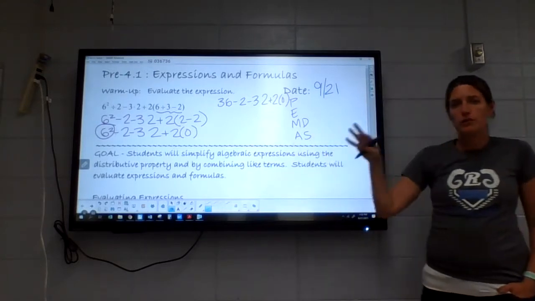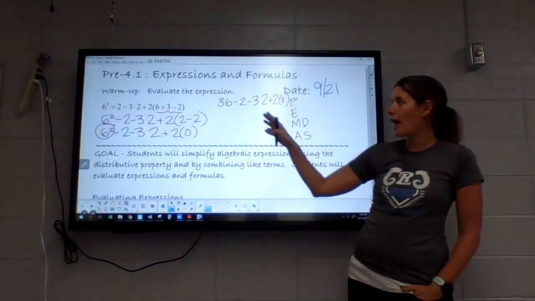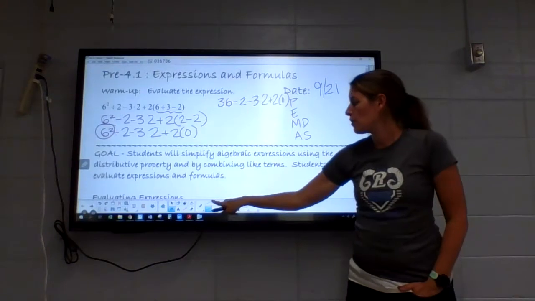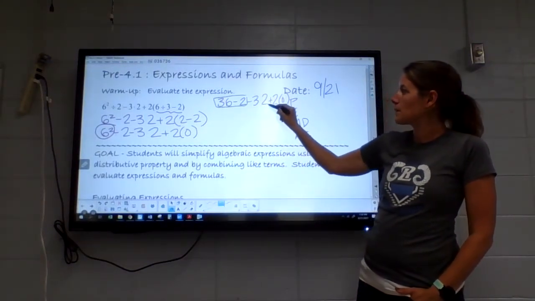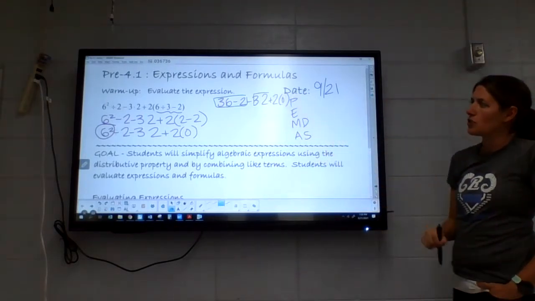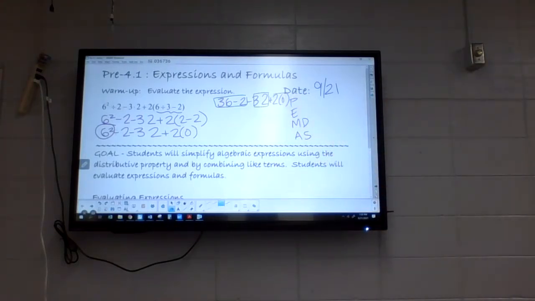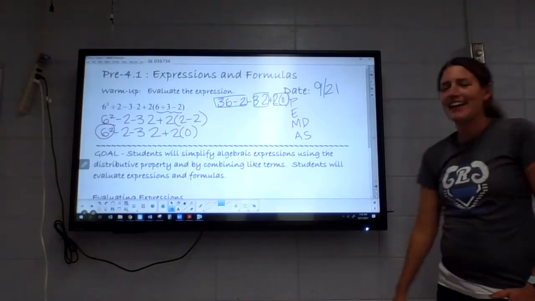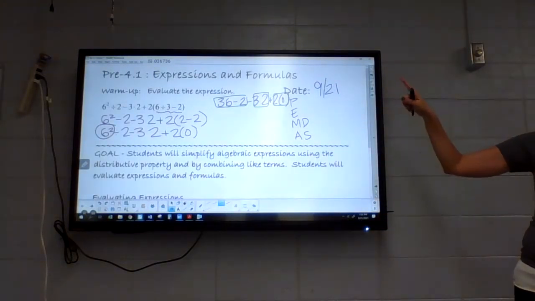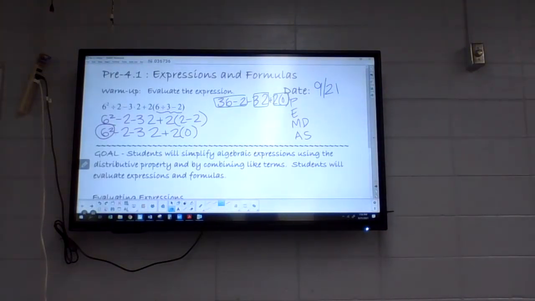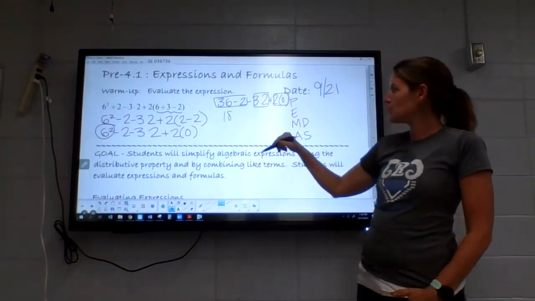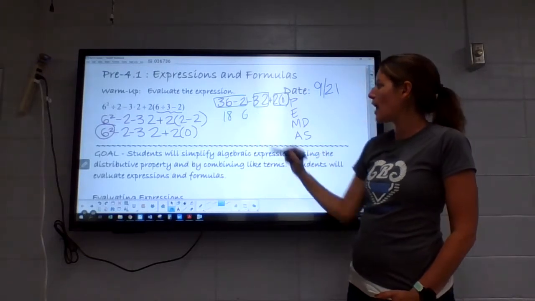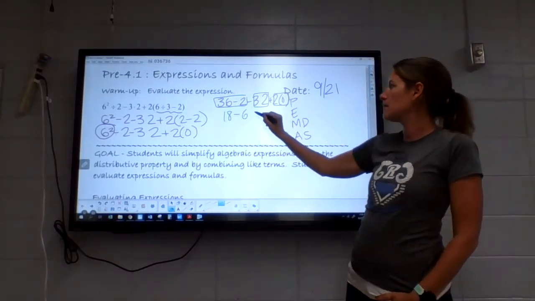Okay, so I did the exponents. Now I have to go through and do all the multiplication and division, from left to right. So when I do the multiplication and division, I'm going to do this division. I'm going to do this multiplication, and this is actually multiplication too, because it's 2 times 0. It's like magic. All right, so 36 divided by 2 gives me 18. 3 times 2 is 6, and that says to subtract that. And then 2 times 0 is 0.